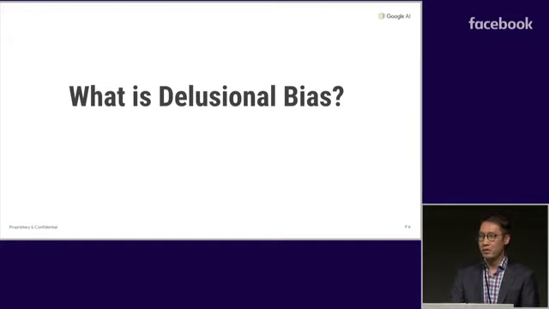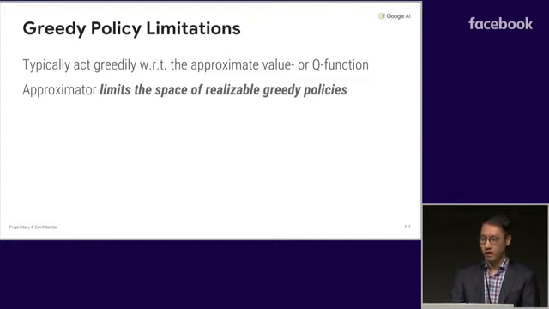Well, let's start off with a simple observation that doesn't get the attention it deserves within RL. When we learn a Q function using our favorite algorithm, we typically act greedily according to that Q function. This means that with a restricted approximator class, we inherently limit the class of greedy executable policies.